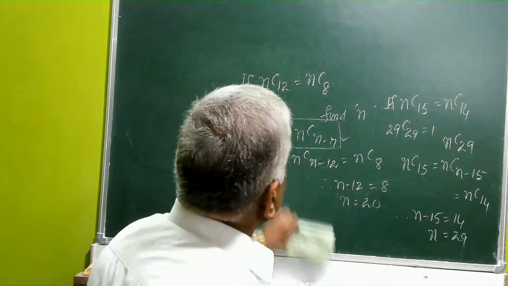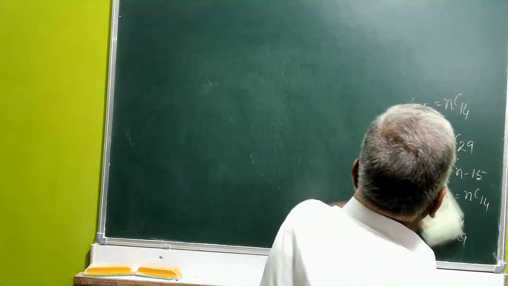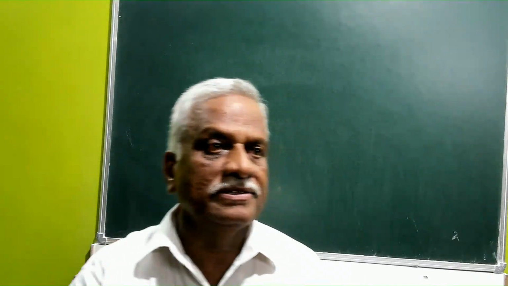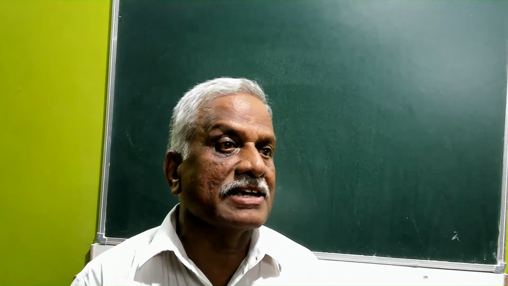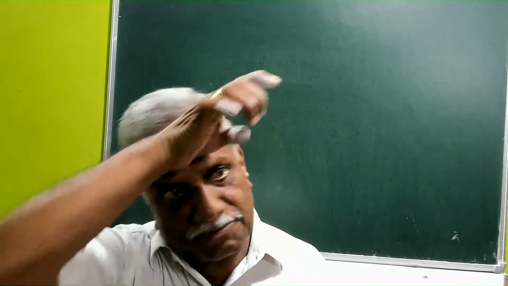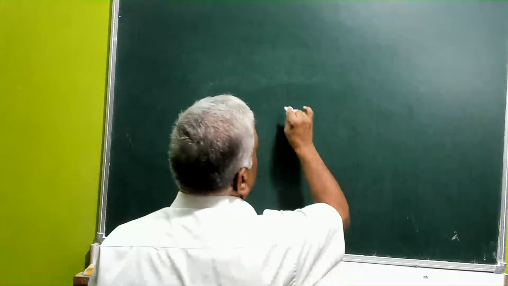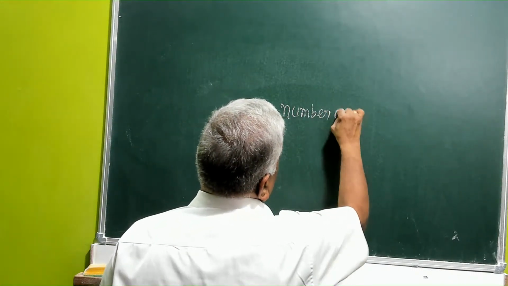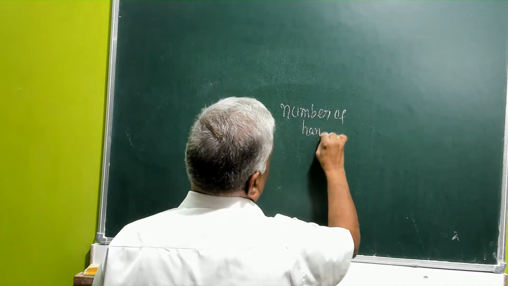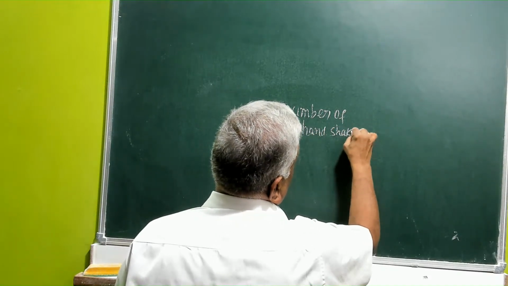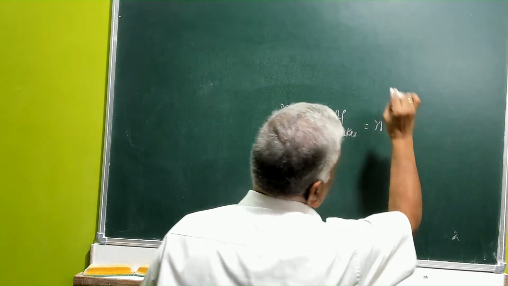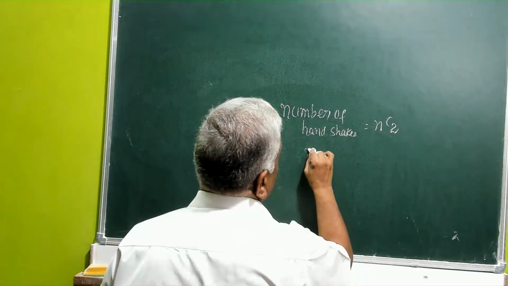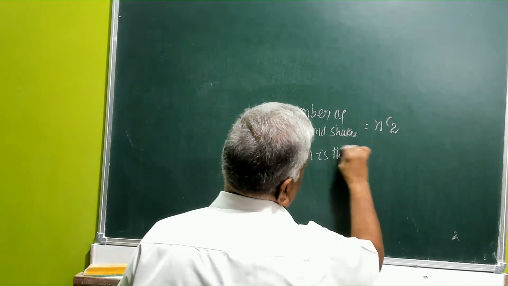See, this is a normal question asked in the examination. Remember this. In a party, if everyone handshakes with everyone, how many handshakes are possible? So always remember the formula for the number of handshakes. Number of handshakes is equal to nC2. Remember that. What is n? n is the number of persons in the party.